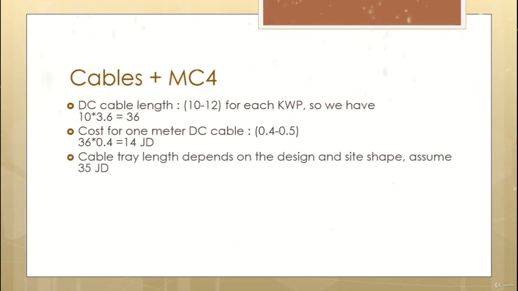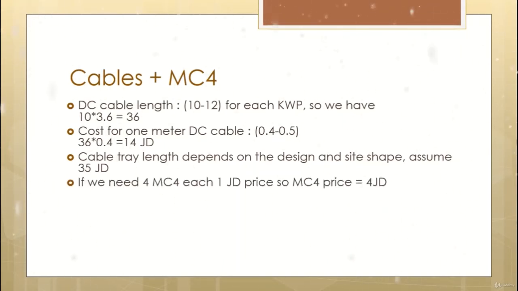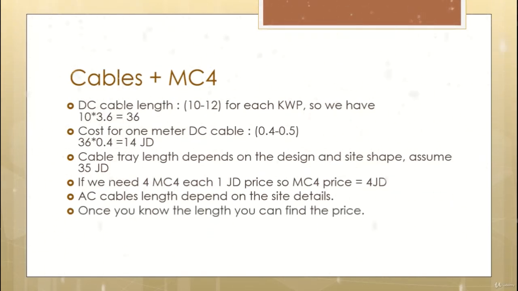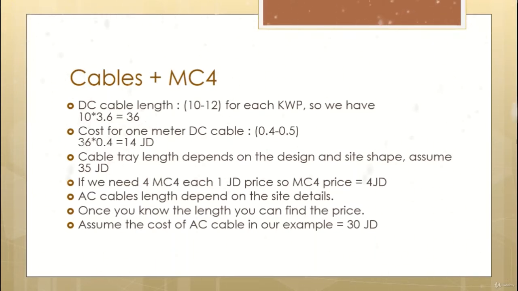Cable tray, which is the part that saves the cables from the weather conditions, depends on the design and site shape. Assume 35 JD for the cable tray. If we need 4 MC4 connectors, each 1 JD, the MC4 price equals 4 JD. AC cable length depends on the site, as we discussed before, the location of the inverter and the MDP, which is the main distribution panel. So assume the cost of AC cable in our example is 30 JD.